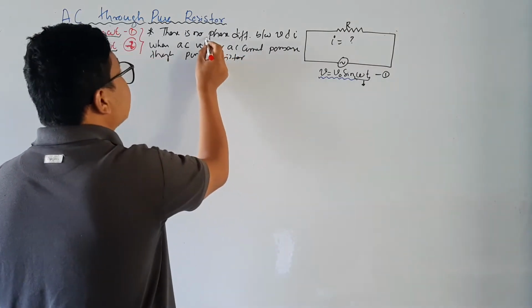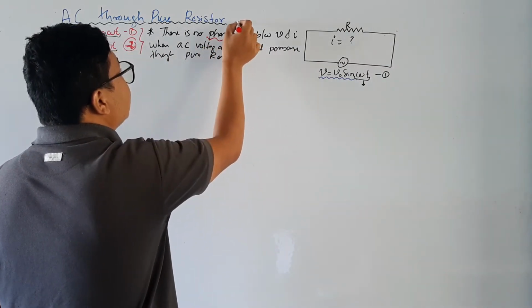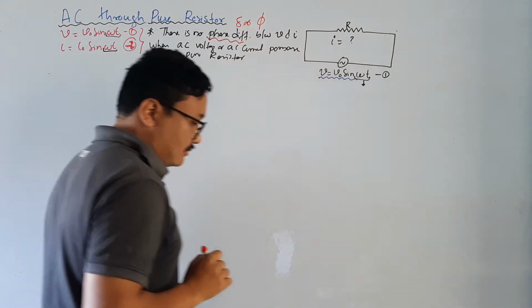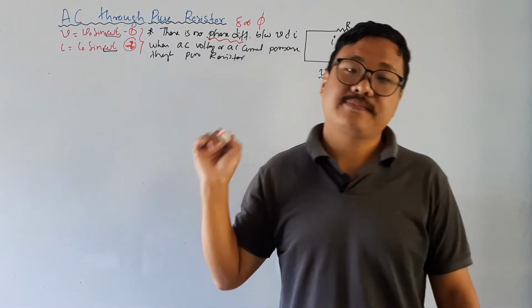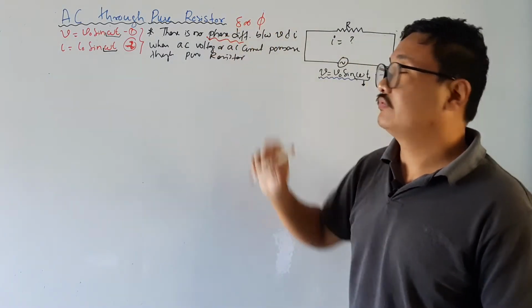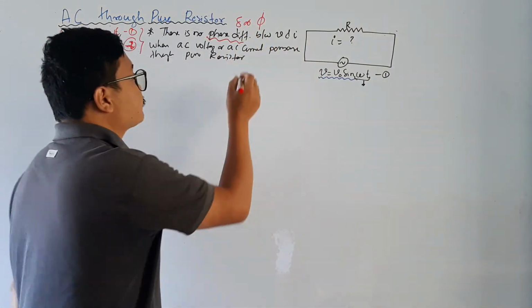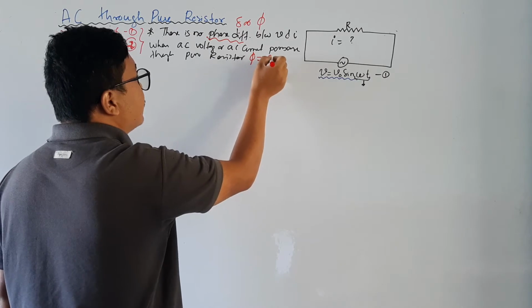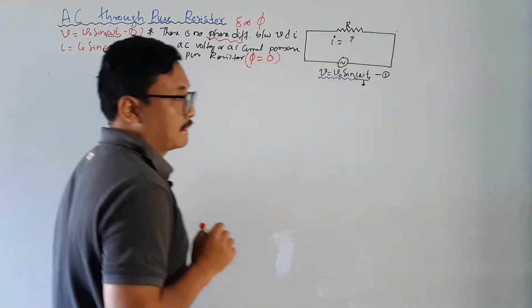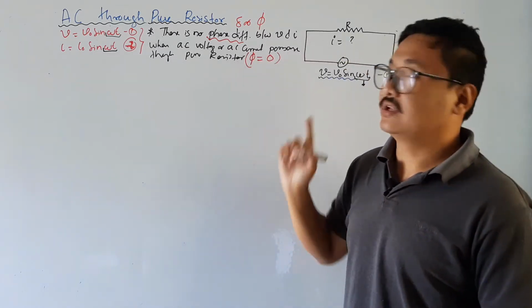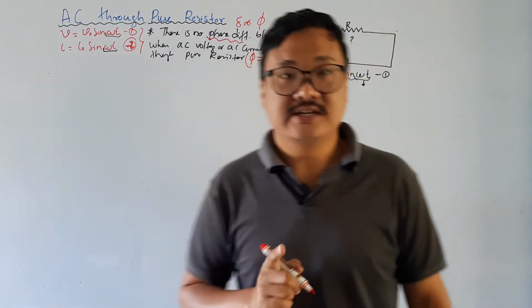Phase difference can be denoted by small letter delta or phi. Some books will write small letter delta and some books will write phi. Delta and phi are phase difference. So what is delta here? I would write the phase difference phi is equal to 0 when an alternating current passes through a pure resistor. Okay, so this is done.